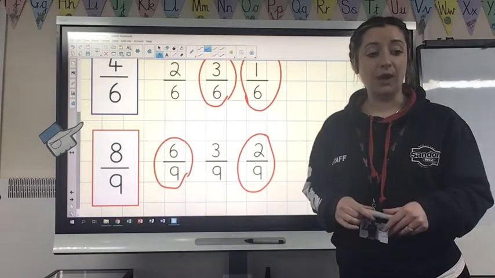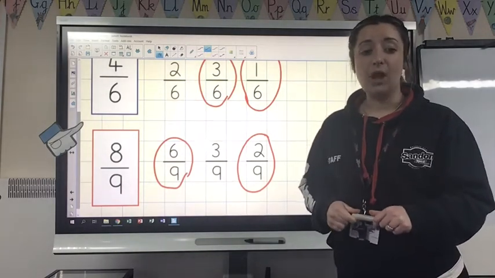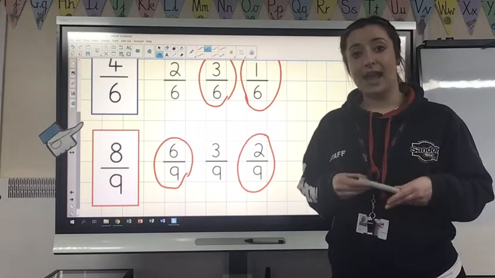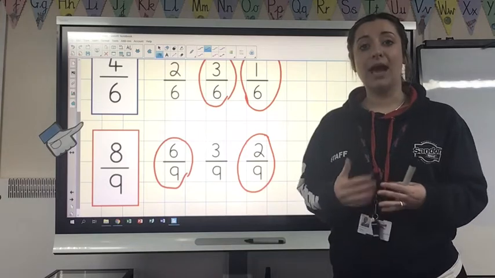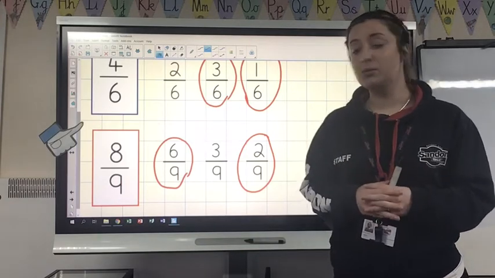Okay, so you can have a go at section 1 in your booklets now. When you are ready to move on to the next part of your learning, you can press play on the video and I'll talk you through how you can find a fifth of an amount.